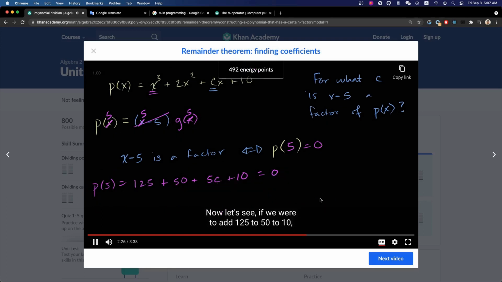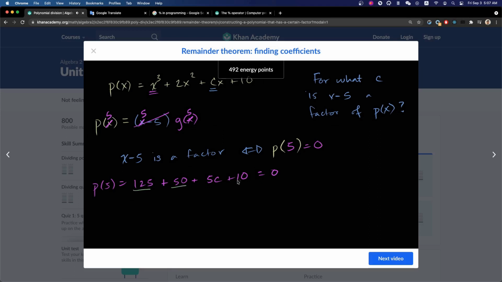If we add 125 to 50 to 10, we are going to get 185. So we get 185 plus 5c is equal to 0. Subtract 185 from both sides, you get 5c is equal to negative 185, or c is equal to negative 185 over 5.